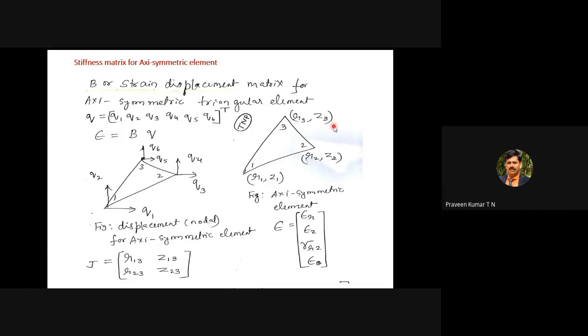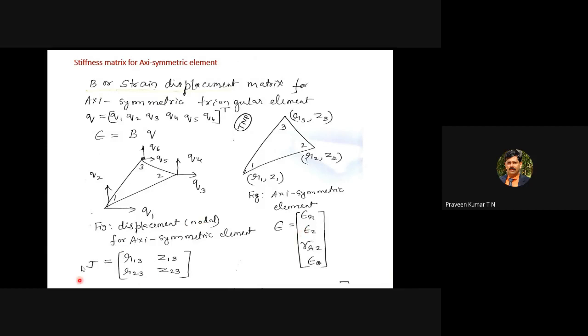Then when you come to axisymmetry, there are four strain components. One is the strain along the radial direction. Another is the strain along the z direction, or axial direction. Another is the shear strain along the rz direction. And one more is the strain along the circumferential direction, which is normally referred to as hoop stress. Correspondingly, for the hoop stress we get hoop strain.